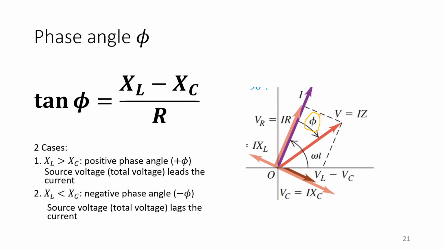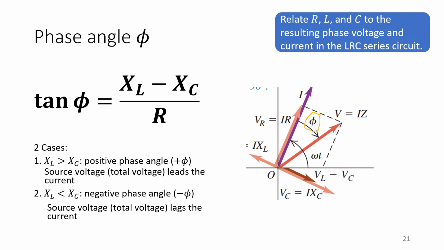So if the inductive reactance is stronger than the capacitive reactance, then VL will dominate VC, and we end up with a total V that leads the current, or that your phi is positive. Conversely, if XC is greater than XL, we have VC dominating VL, and then V will lag behind the current. And in determining how to get phi, or the angle difference, we complete our second objective.